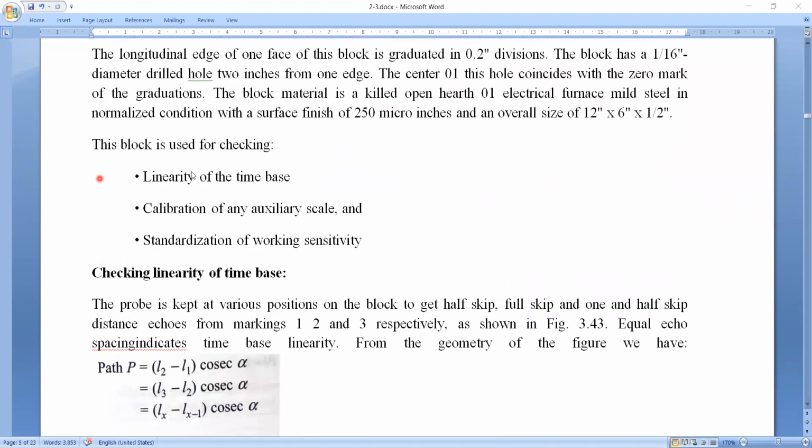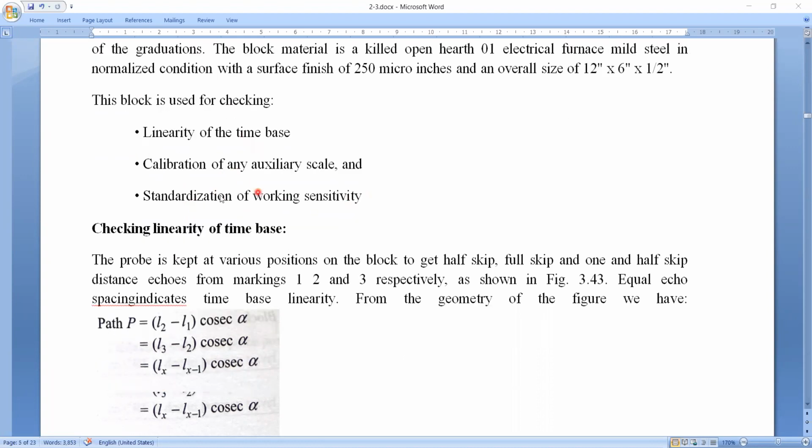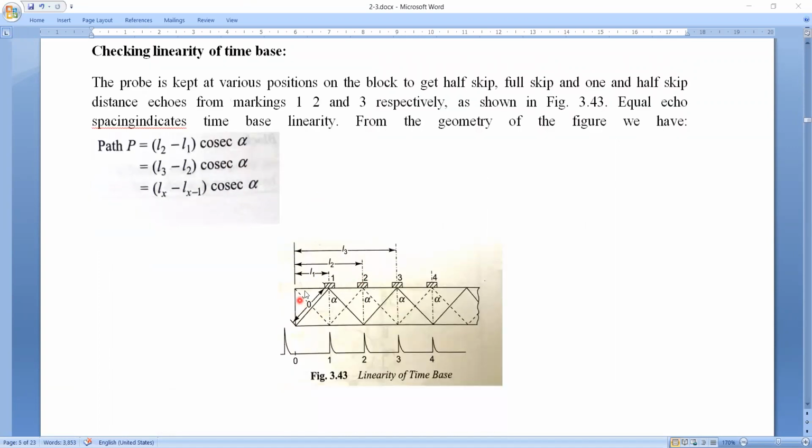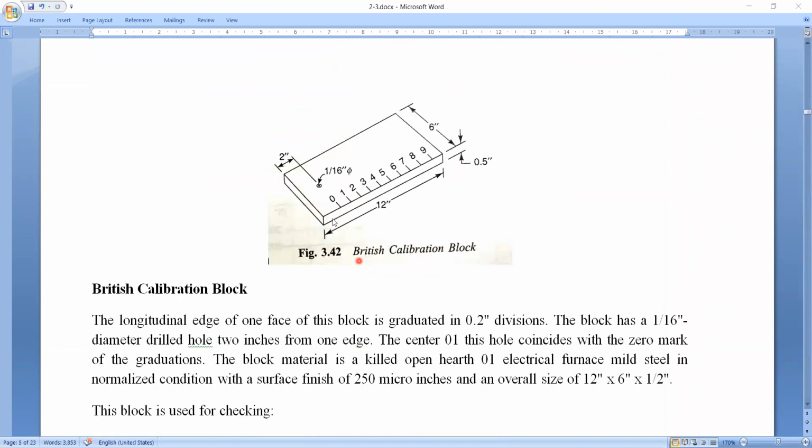Now, what is the purpose of this block? Already I told you: performance checking. Performance checking means checking the linearity of the time base, calibration of any auxiliary scale, and standardization of sensitivity, that is, working sensitivity. These three can be measured with the help of this block. First, we see the checking of linearity of the time base. Here we have 0, 1, 2, 3, 4. In this block, the 1/16 hole coincides with the 0. Here the 0 coincides with this hole in the standard block. You have to remember that.